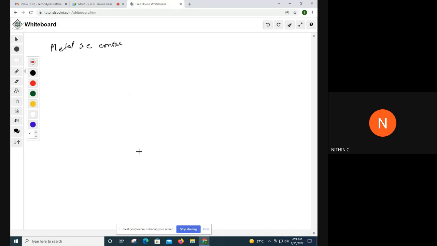The energy band diagram is very important in this case. So initially I am going to discuss the rectifying contact. In that, the metal n type rectifying contact is what we are going to see right now. Metal n type rectifying contact. This is also called Schottky contact.